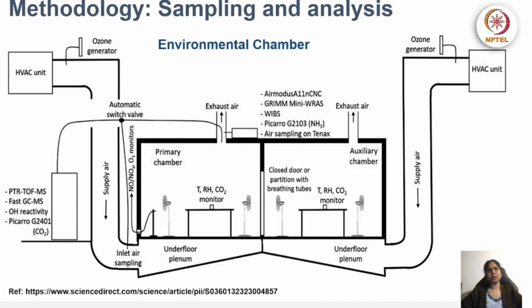To control the environmental factors, we chose to do the study in an environmental chamber. This is a schematic figure of the environmental chamber where we did the study. Why we chose it is, as I told earlier, temperature, relative humidity, wind, all of them have a huge impact on sampler efficiency. So to control those factors, we chose the chamber. This is a stainless steel chamber. It has two chambers, but our study was done in the first one.